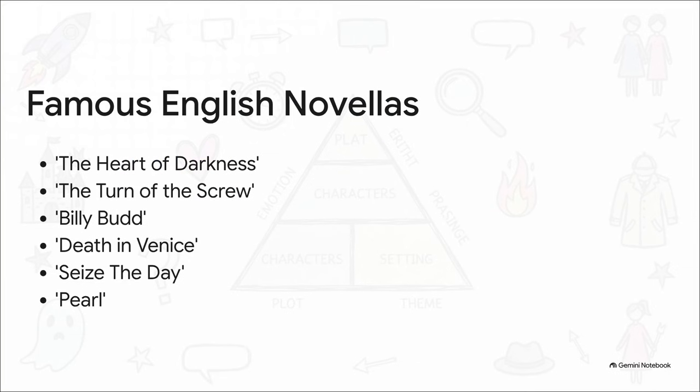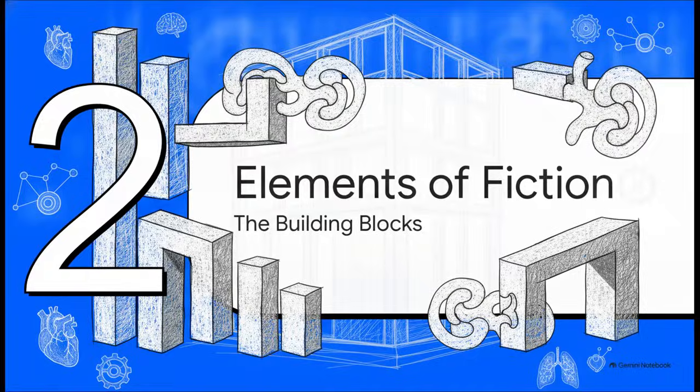To really ground this, let's look at a few famous examples in English. You've probably read or at least heard of a few of these. We've got The Heart of Darkness by Joseph Conrad, Henry James's absolute classic, The Turn of the Screw, Billy Budd by Herman Melville, Thomas Mann's Death in Venice, Saul Bellow's Seize the Day, and of course, John Steinbeck's The Pearl. When you think about these specific works, you can totally see that definition in action, right? They are deeply focused, highly concentrated stories that pack a massive punch, all without the sprawling, endless chapters of a standard novel.